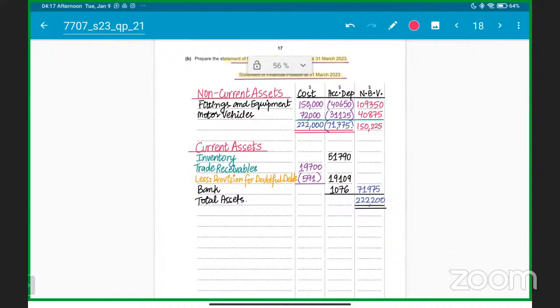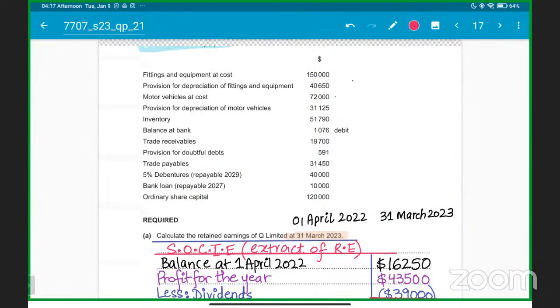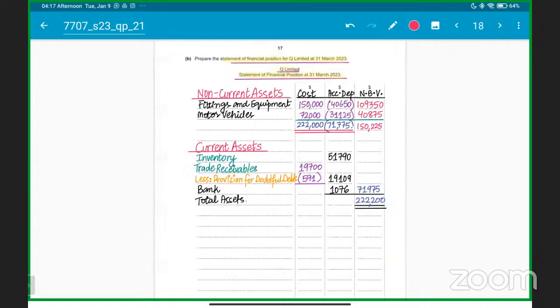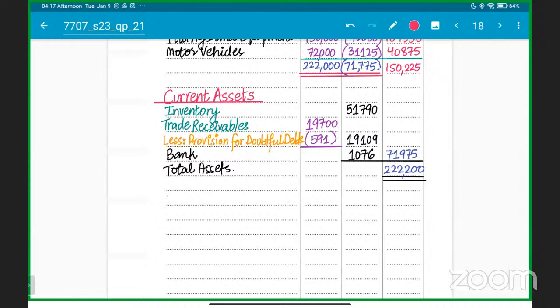Any doubts in the asset section? Make sure non-current assets plus the current assets you have to do. Is everyone clear on this? Guys, got it till here? Then we have to do the equity section.